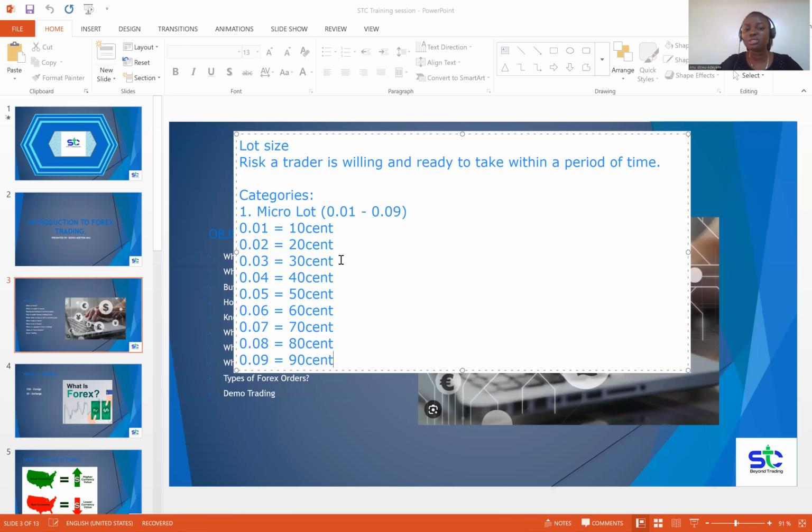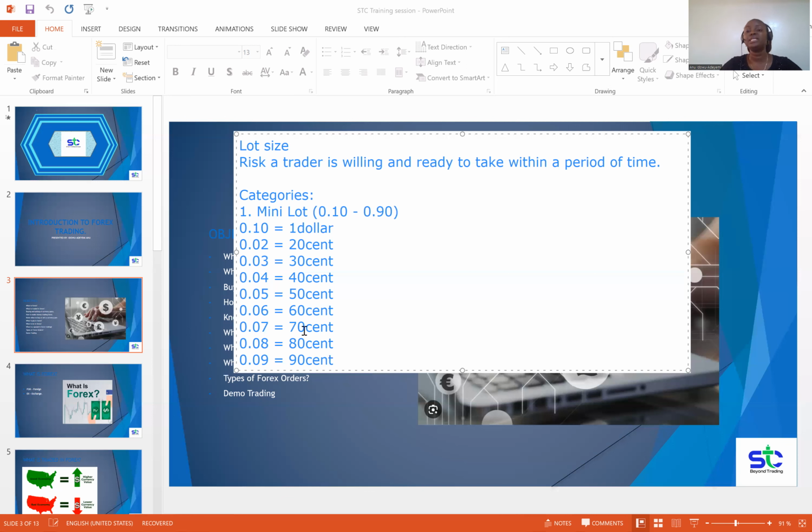Now, this is for someone that uses a micro lot. Let's go to someone that uses a mini lot. Remember, I said for a mini lot, it ranges from 1.0 to 1.9. If you decide to use a lot of 0.1, what this means is every pip's movement is equivalent to $1. Every pip's movement is equivalent to $1.